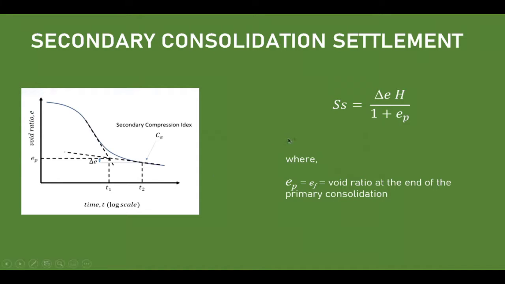So we have the formula SS is equal to change in E times height H all over 1 plus EP, or in other books EF. EP is the void ratio at the end of primary consolidation. To get EP, as you can see, we have two tangential lines. When these lines intersect, the point at which they meet becomes the EP, or the void ratio at the end of primary consolidation. Also, that is the point where we can get the time T1, or the time that the primary consolidation has ended.